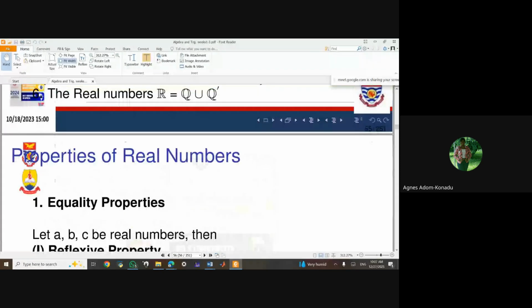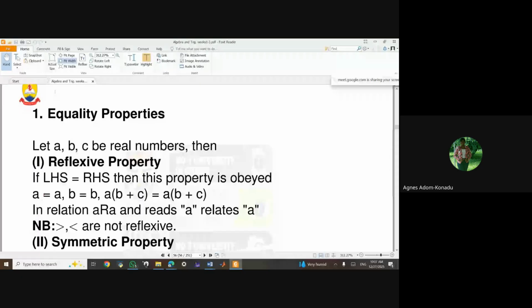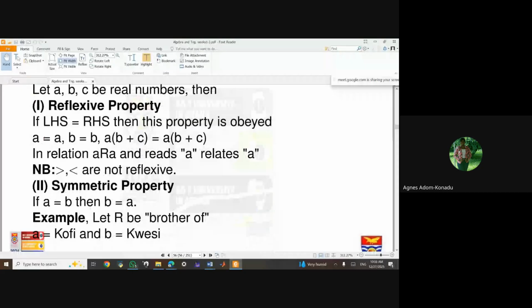So we want to look at properties of real numbers. We can talk about equality properties. Under the equality properties, we will look at if I have a, b, c in R, I mean a, b, c are real numbers. The first property we'll look at is called the reflexive property. When we talk about the reflexive property, we mean we have the left-hand side equal to the right-hand side. So if I have anything equal to itself, then it means that thing obeys the reflexive property.